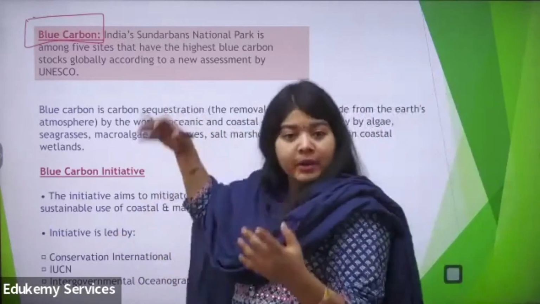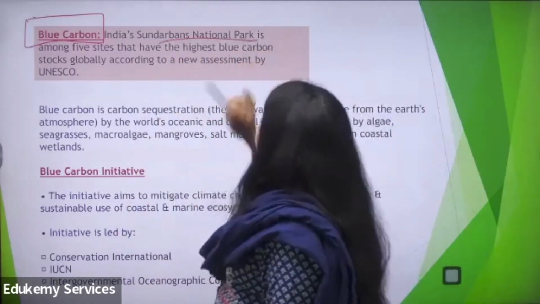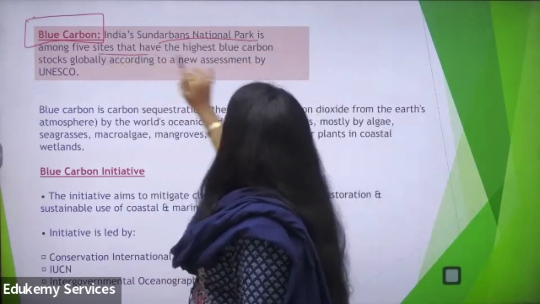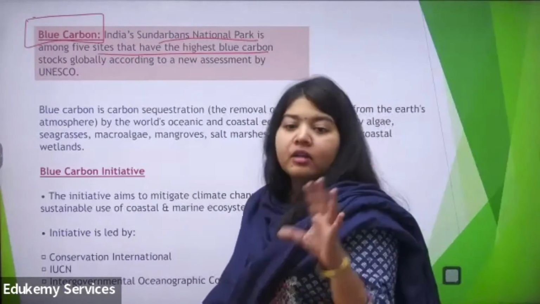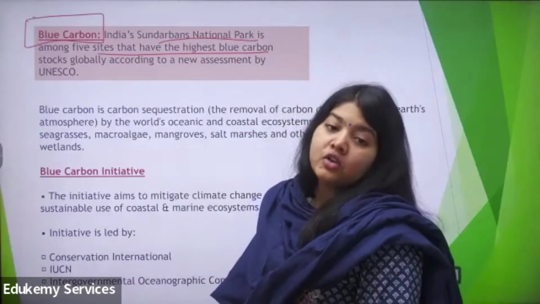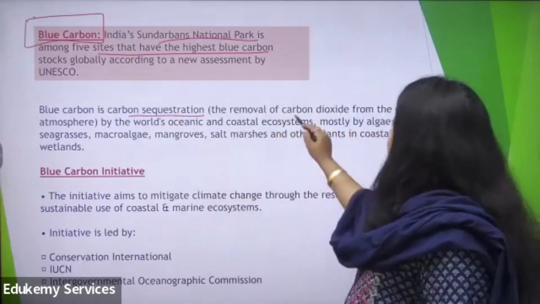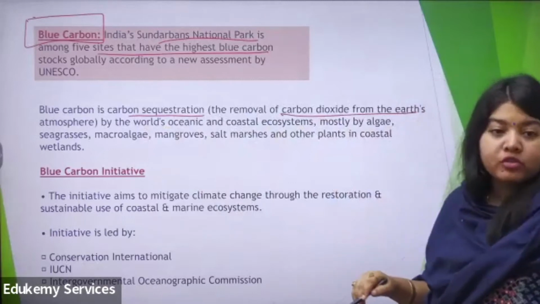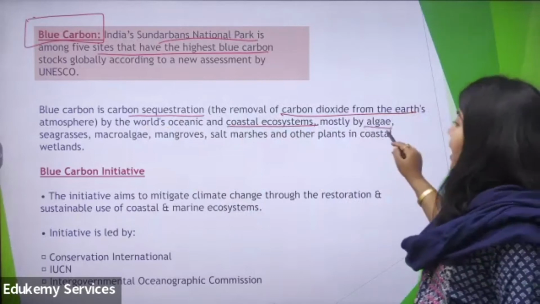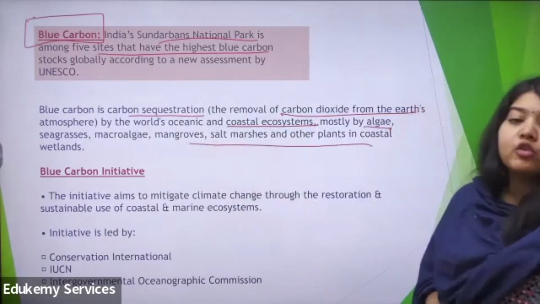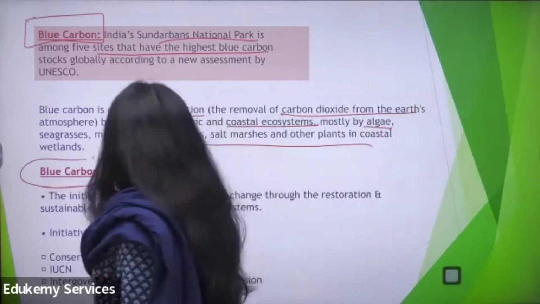So very quickly keep writing also so that we can cover more topics. India's Sundarbans National Park is among the 5 sites that have the highest blue carbon stocks globally. So in India, the highest blue carbon stock is by Sundarbans. Blue carbon is the carbon sequestration method, which is the removal of carbon dioxide from the Earth's atmosphere by the world's oceans and coastal ecosystem, mostly by the algae, sea grasses, mangroves, salt marshes, etc. So this initiative, simply write about it.